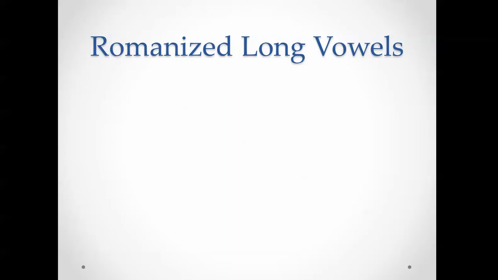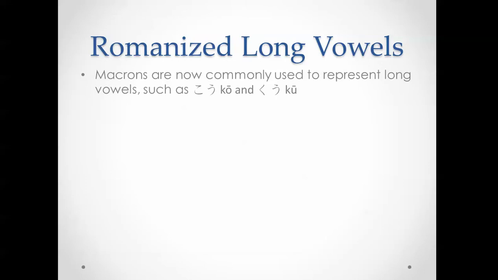Okay, so now we're going to move forward only looking at the Hepburn system. I'm not going to be talking about the Kunrei system or any other system that you may be familiar with from other textbooks. I'm going to start with macrons, long vowels. Macrons, lines over vowels, which I already taught you how to input into a document in the word processing unit. Those are commonly used to represent long vowels today.